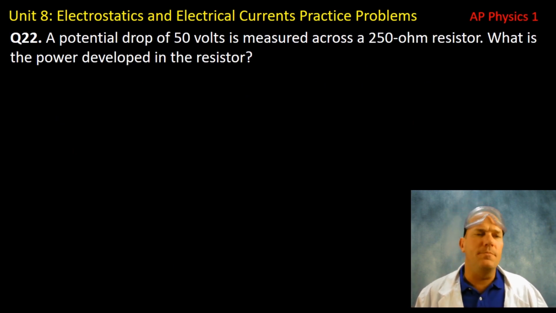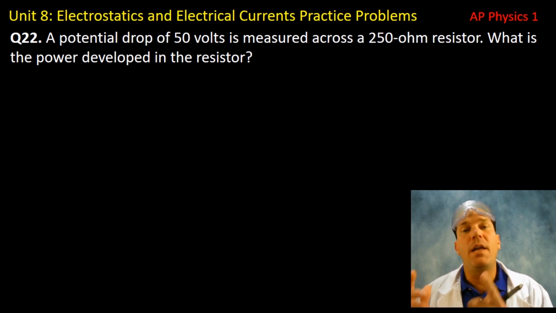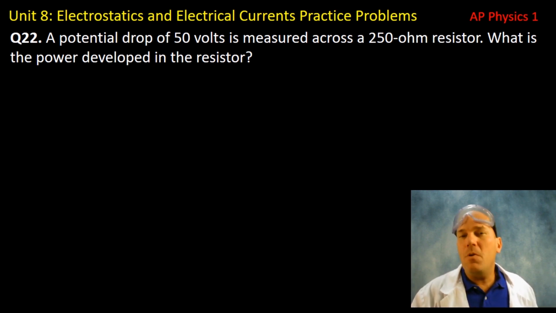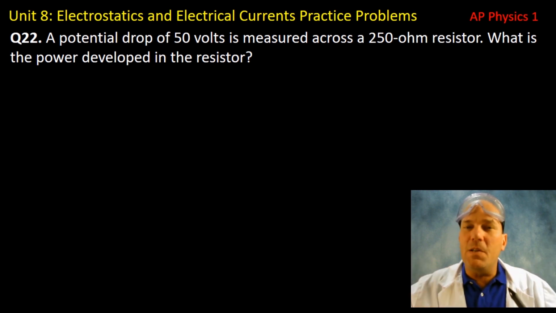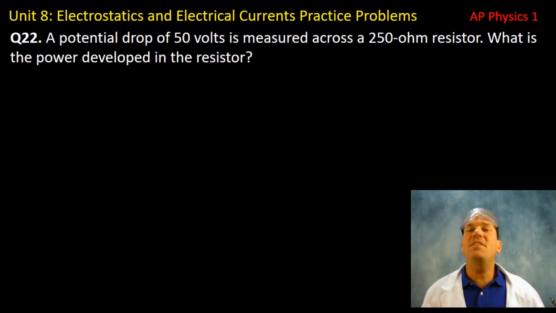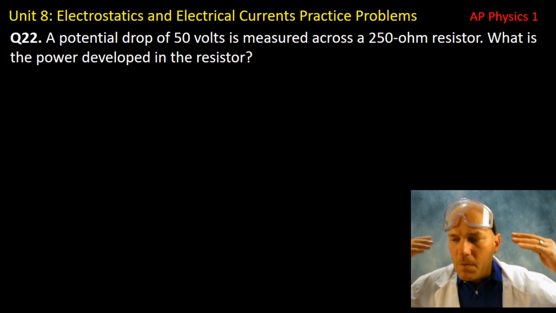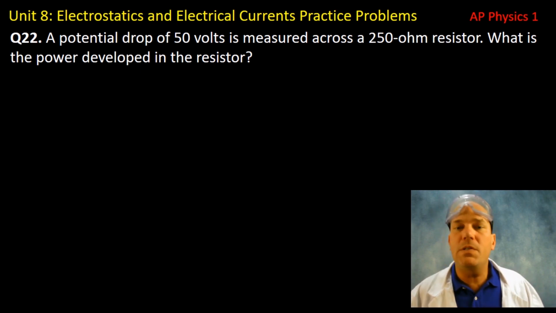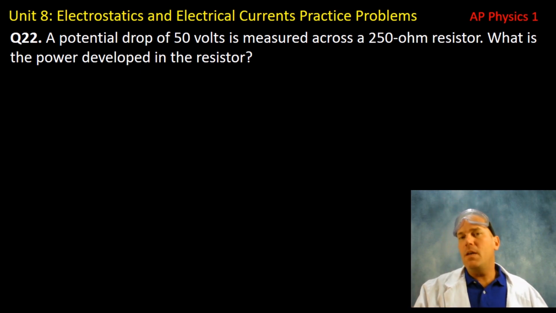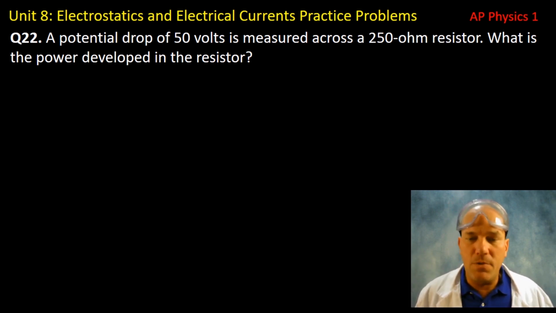Question 22. A potential drop of 50 volts is measured across a 250 ohm resistor. What is the power developed in the resistor? Now again, this is an application that will allow you to distinguish between when you're solving for the overall energy in joules versus when you're solving for the power, or the rate of expenditure, the rate of electrical work.